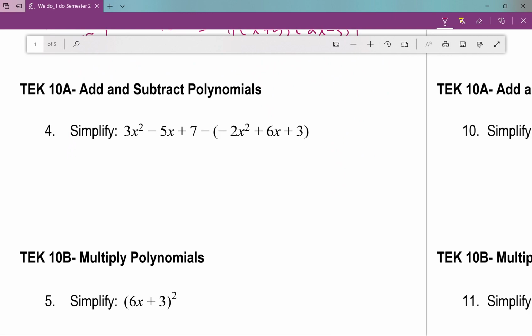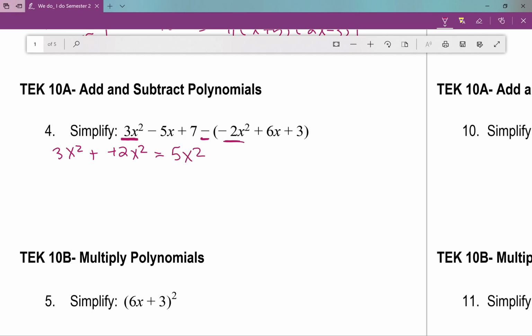Okay, number 4 says add and subtract polynomials. So here we're just combining like terms. All the x squareds need to go together, all the x's, and then finally all of the numbers need to go together. So here I have 3x squared minus negative 2x squared. So I'm going to write it down. 3x squared minus negative 2x squared. Remember, minus a negative turns into a positive, so this is just 5x squared.